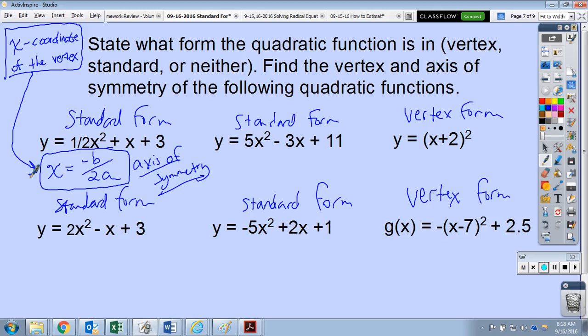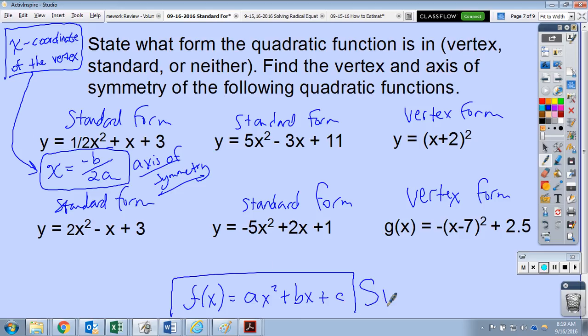Let's do this. What is the standard form? The standard form is f of x equals, what's the standard form of a quadratic? Thank you, ax squared. Good, good. Just going down the line. Good. Okay. This is standard form.